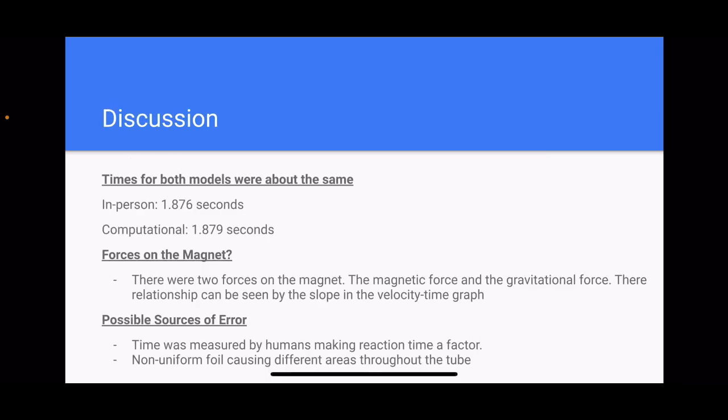So, the discussion. Times for the first models were about the same. So in person, 1.876 seconds, and the other one differed by about 3 thousandths. Forces on the magnet, there's 2 forces, magnetic and gravitational. So, possible sources of error. Time is measured by humans, making reaction time a factor, and non-uniform foil.